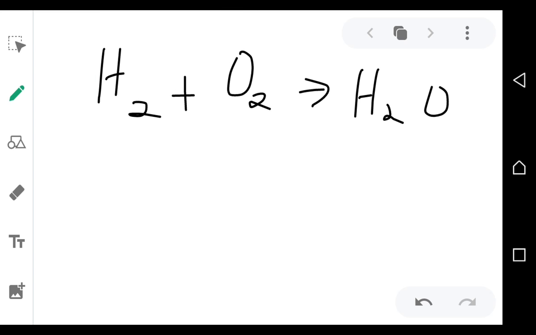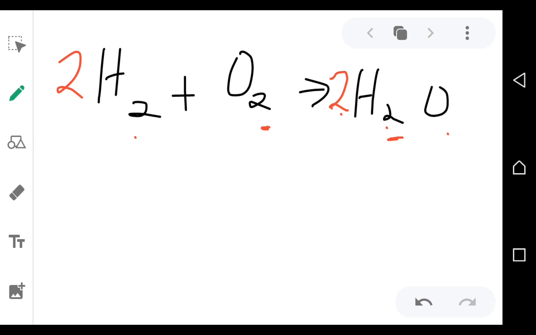Here there is 2 hydrogens. Here there is 2 hydrogens. Here oxygen is 2, but here oxygen is 1. So I'll put 2 in front here, so that oxygen is 2. Hydrogen will become 4 because this 2 times this 2 will make 4. So it means I have to put another 2 there. Okay, so it's balanced. Now, this is the equation.